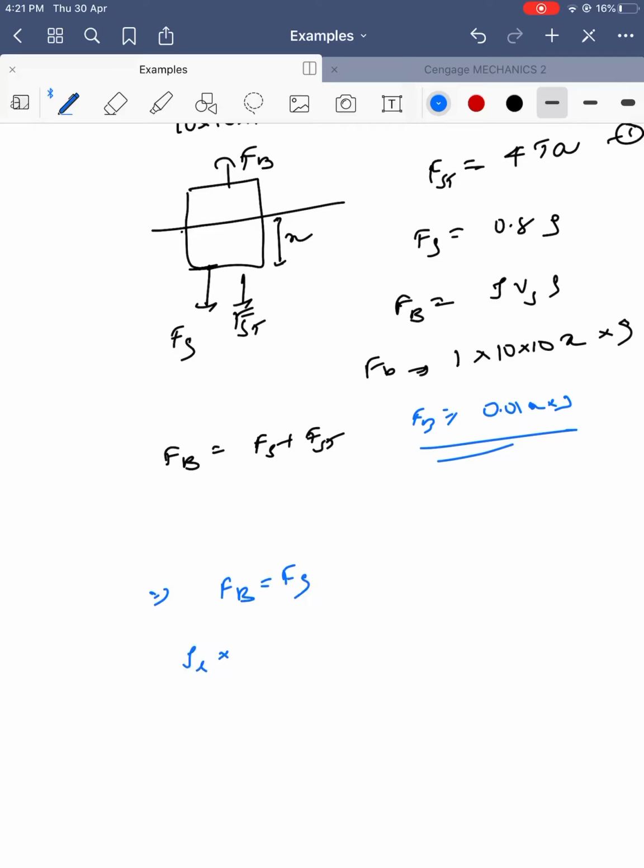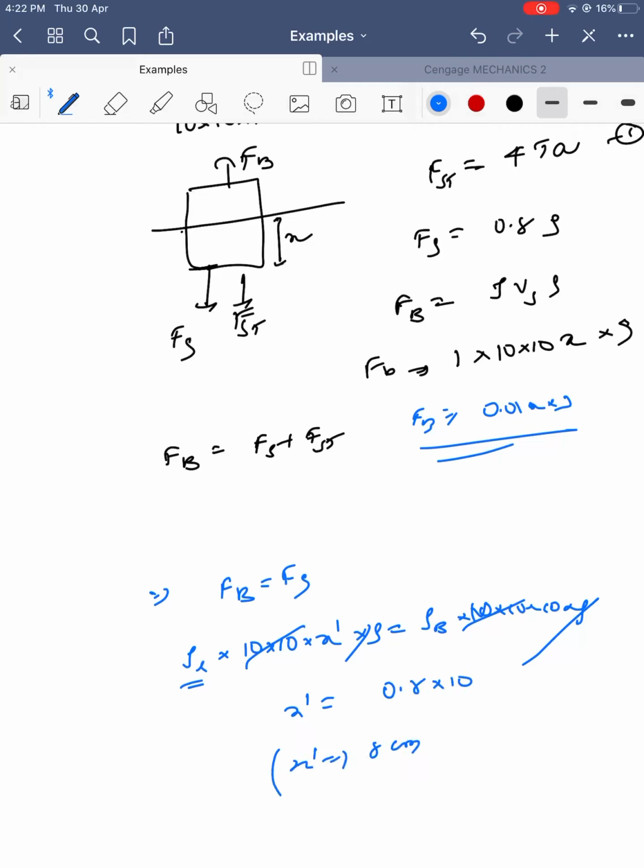The buoyancy force is equal to the density of liquid into the volume submerged, 10 by 10 into X prime into G, which is equal to the gravitational force, the density of body into volume, 10 into 10 into 10 into G. G gets cancelled, 10 gets cancelled. X prime is equal to density of body over density of liquid, 0.8 over 1, so 0.8 into 10, X prime is 8 centimeters. It was supposed to submerge 8 centimeters.